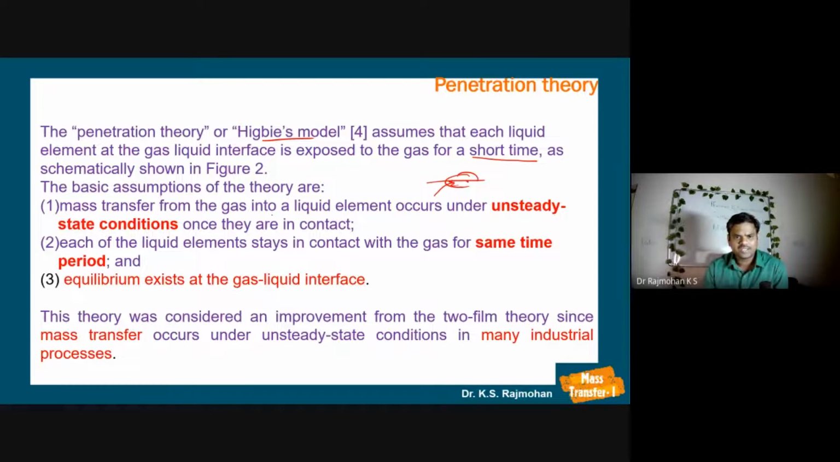Okay, so mass transfer from the gas into a liquid element occurs under unsteady state conditions once they are in contact. So it is overcoming that steady state assumption made in the two film theory. And it also assumes that each liquid element stays in contact with the gas for the same time period. As I said, the constant time. Okay, just assume the case of engineering degree, it is 4 years period. So what we are assuming is, every student is coming into this college and spends 4 years equally.